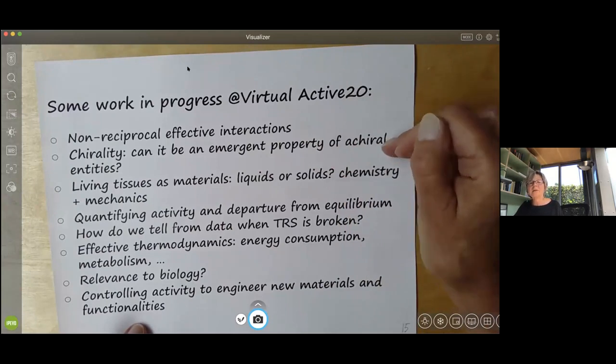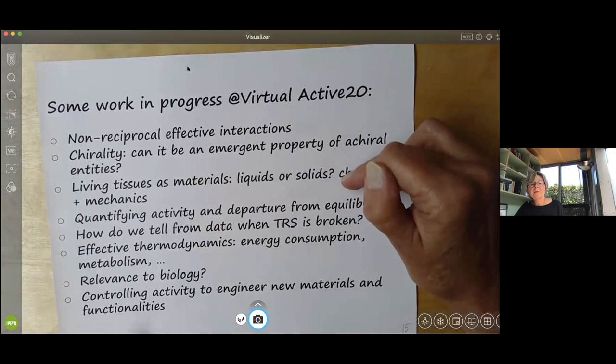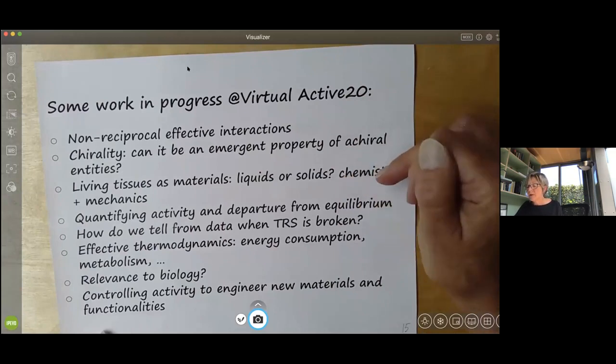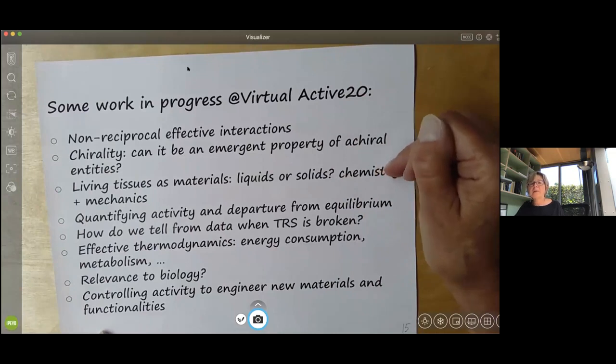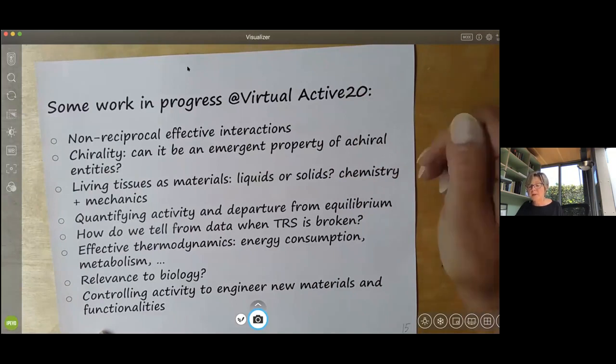So how does chirality emerge as a collective property? Many of us are working on understanding living tissue, collections of cells, as materials, and trying to understand whether, or when, we can describe them as liquids or solids, and develop a continuum theory that somehow has to merge continuum mechanics with reaction diffusion equations, because the behavior here is clearly determined by the interplay between biochemical signaling and the transitional mechanical forces.